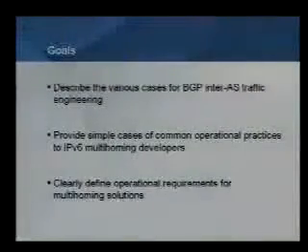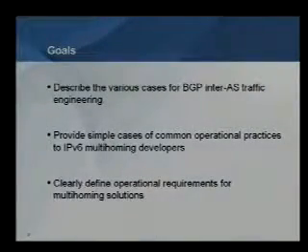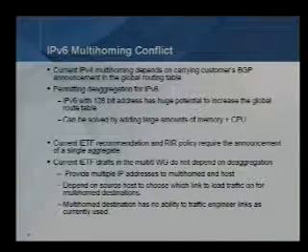Okay, the goal of this presentation is to try and describe the various IPv4 BGP inter-AS traffic engineering cases that exist today for v4, and to try and put those forward as a straw man for requirements for IPv6 multi-homing solutions. So hopefully this will help define additional operational requirements for v6 multi-homing solutions.